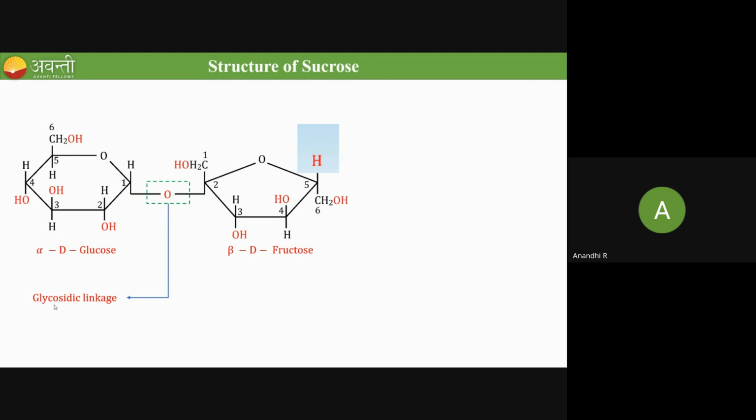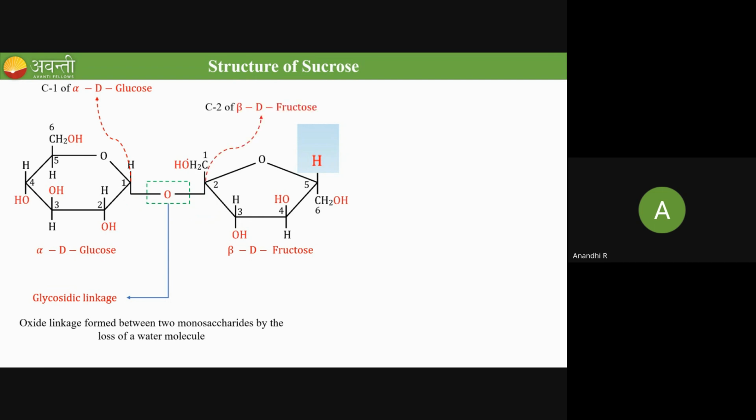This linkage is called a glycosidic linkage, which is formed between carbon number 1 of glucose and carbon number 2 of fructose. So it is formed between C1 of glucose and C2 of fructose. Got it? So the oxide linkage formed between two monosaccharides by the loss of a water molecule is called a glycosidic linkage. So C1 of alpha D glucose forms this with C2 of beta D fructose.